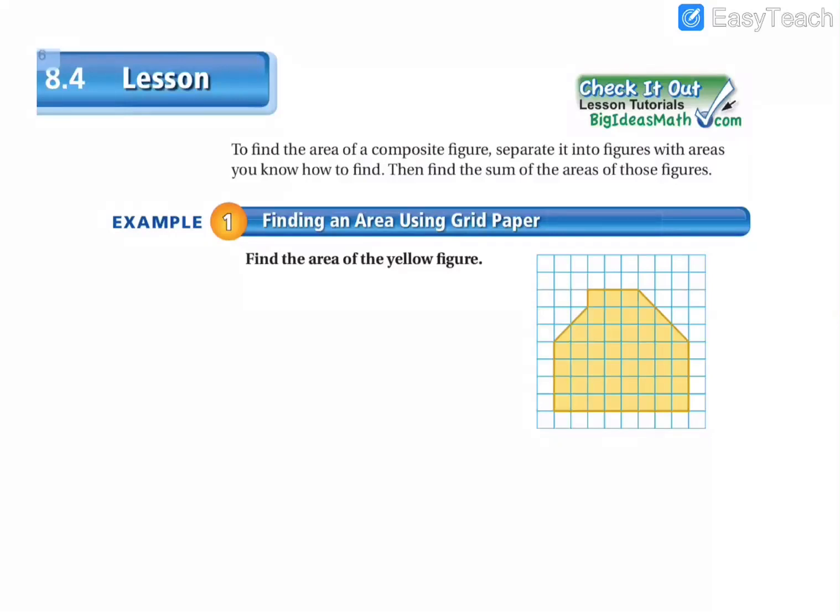Hey guys, happy Friday. I know you did a little Edpuzzle video on 8.4 yesterday, but I thought I would just go through it with you one more time before we do a little project to wrap up Chapter 8 on composite area. It can be a little hard to visualize, so that's why I wanted to do this one more time with you.